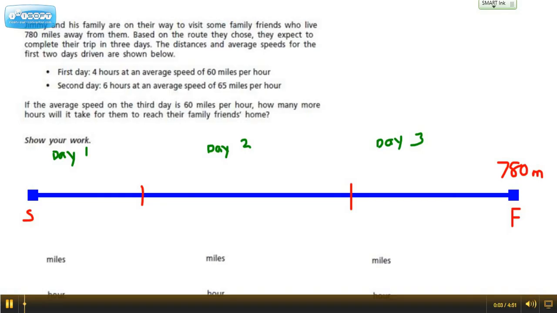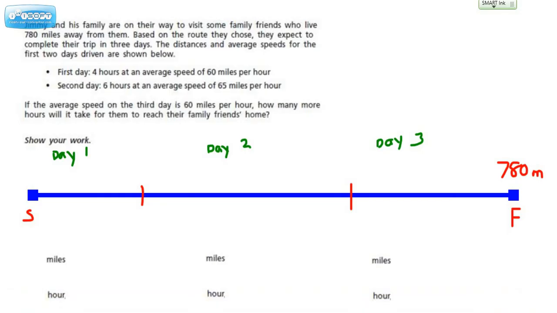We're taking a look at a question that requires a lot of unpacking, so let's get to it. Jimmy and his family are on their way to visit some family friends who live 780 miles away from them. Based on the route they chose, they expect to complete their trip in 3 days. So we have day 1, day 2, day 3. The distances and average speeds for the first 2 days driven are shown below.